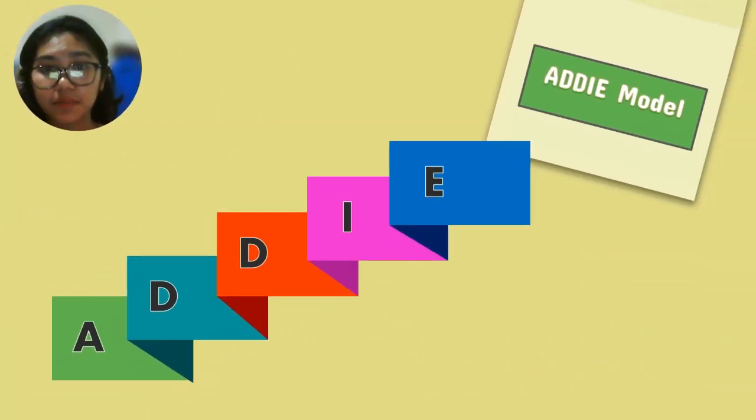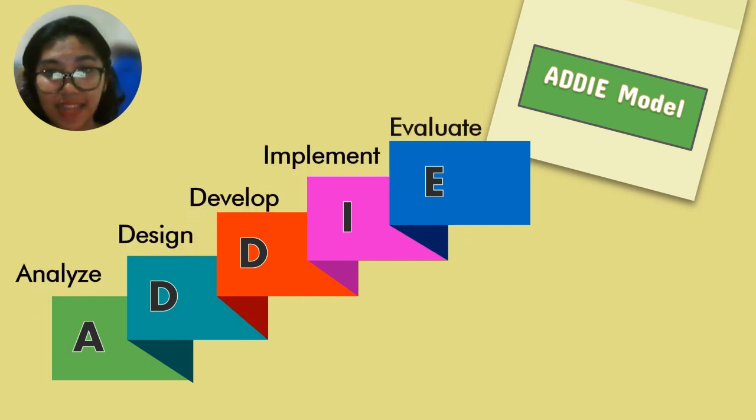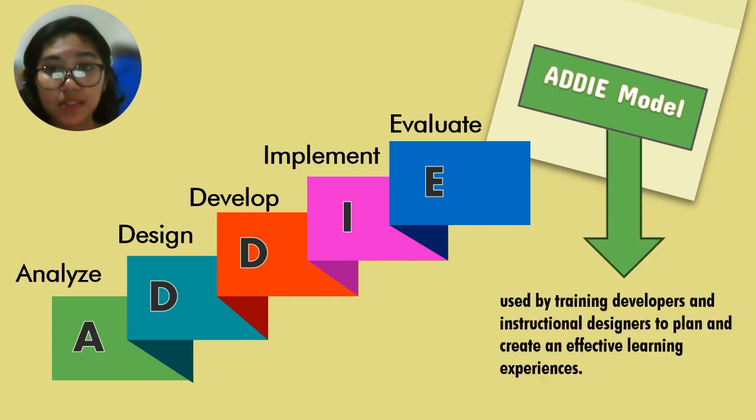ADDIE model. ADDIE stands for Analyze, Design, Develop, Implement, and Evaluate. The ADDIE model is used by training developers and instructional designers to plan and create effective learning experiences.